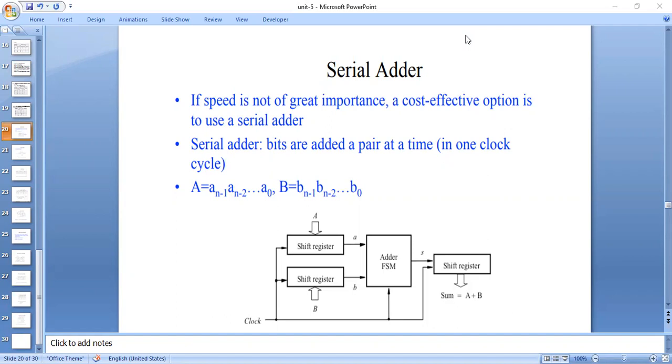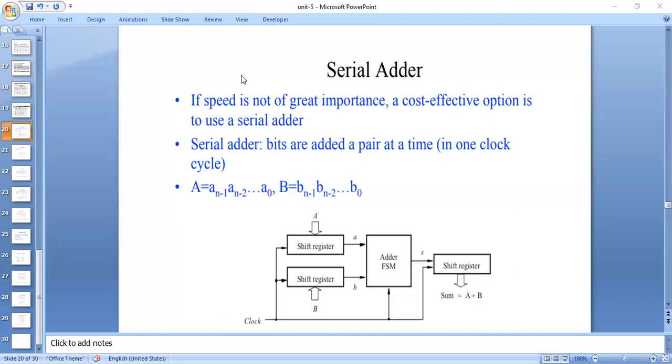In a Mealy machine, we have two columns: one is present state and another one is next state, comma, output. And in a Moore machine, we have three columns: present state, next state, and output under the corresponding input conditions.